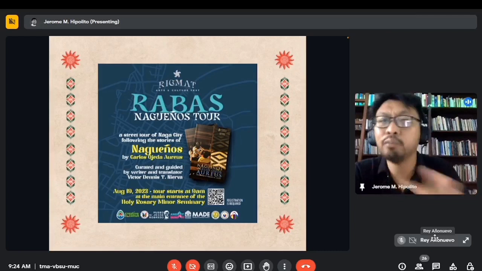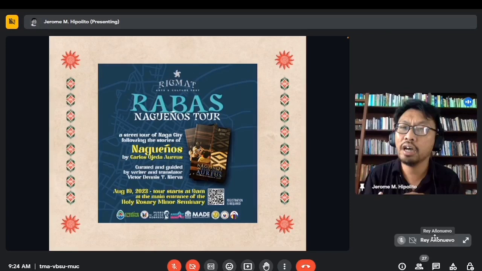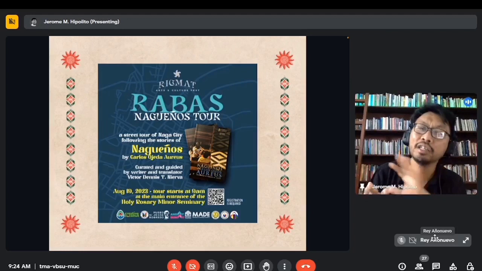where the story is actually set. So they went to the minor seminary, they went to Ateneo de Naga, they went to Quince Martires, and read the excerpt from Nagenyo about, say, for example, when they are in Quince Martires, they would read an excerpt in the story that is set in Quince Martires.